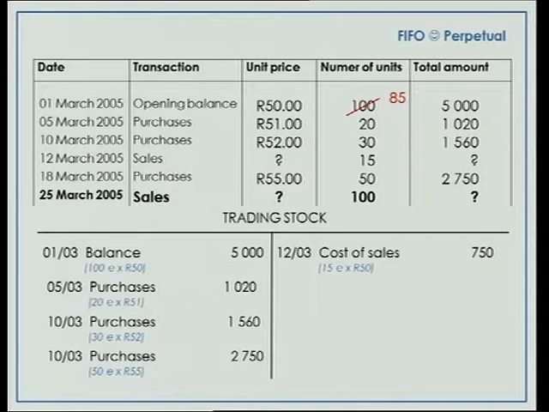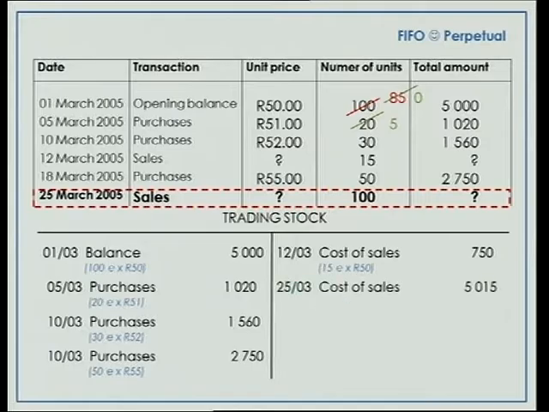And then we had sales again. This time we sold 100 units. Now remember, first in, first out. So which units will I sell first? Those 85. That's the oldest stock I have there. 85 units at 50 rand. But then that only makes 85. How many did I sell? I've sold 100. So that leaves me with another 15. So the next stock would be that 51 rand stock. So I'm going to say it's that 85 plus 15 of those. So let's calculate the cost of sales. It's 85 of the 50 rand stock plus 15 of the 51 rand stock. That's how I calculate my cost of sales.